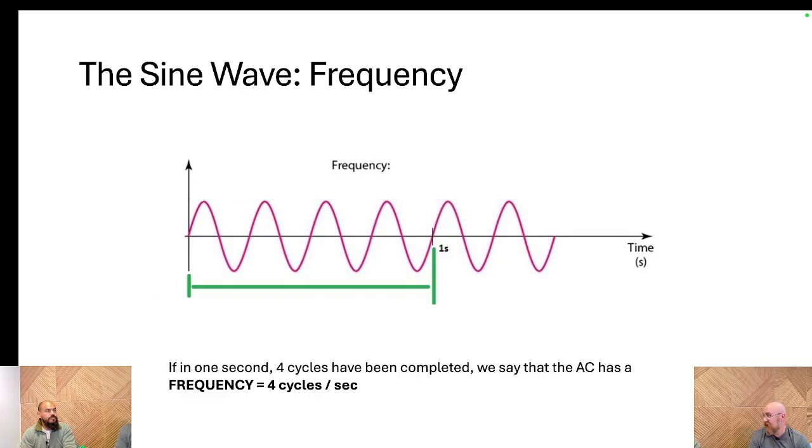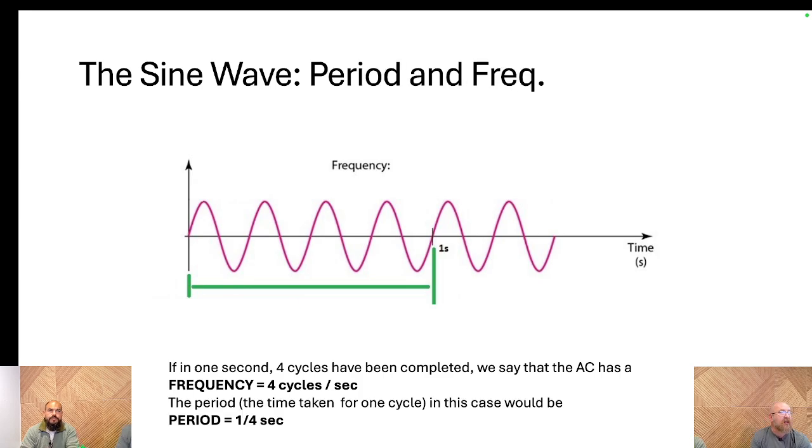And what is frequency? Frequency is when we say how many cycles happen in 1 second. So for instance, in this graph here, we have 1 second, and we can see that we have 4 distinct cycles that happen within that 1 second. So what about period? Well, the period of this is actually just the inverse of that, 1/4 of a second. There's 4 cycles per second. Each cycle takes 1/4 of a second.